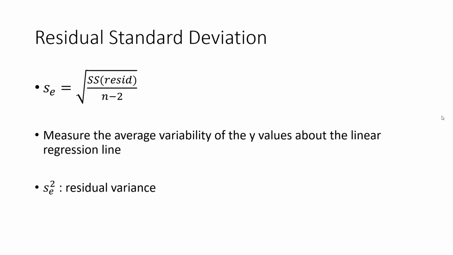If you divide residual sum of squares by n minus 2, then take the square root, you get residual standard deviation. This quantity measures the average variability of the y values about the least squares regression line. The square of residual standard deviation gives you residual variance.